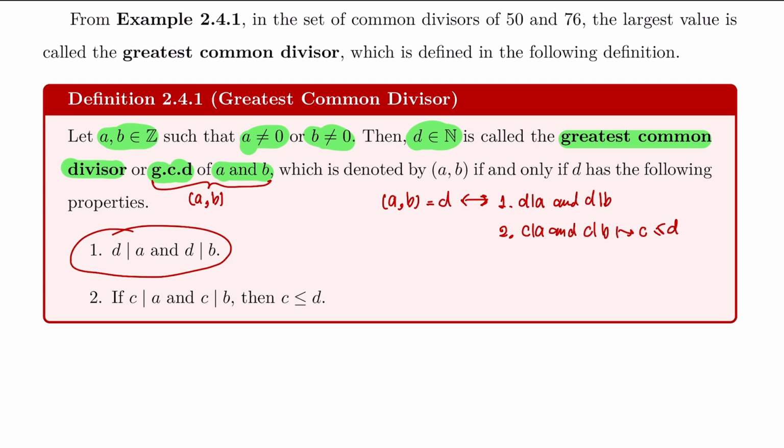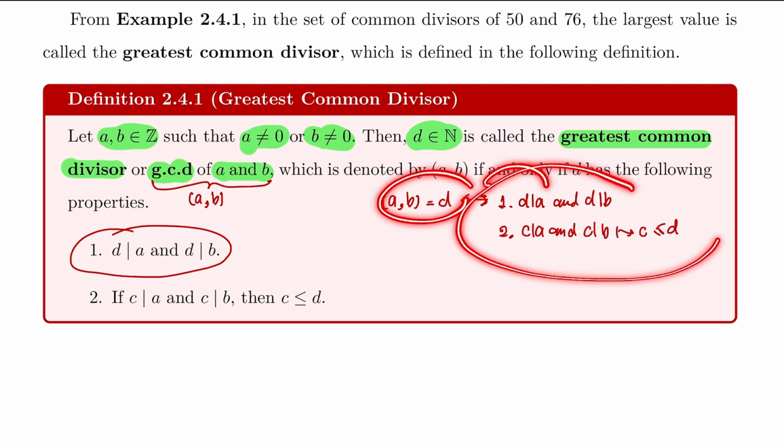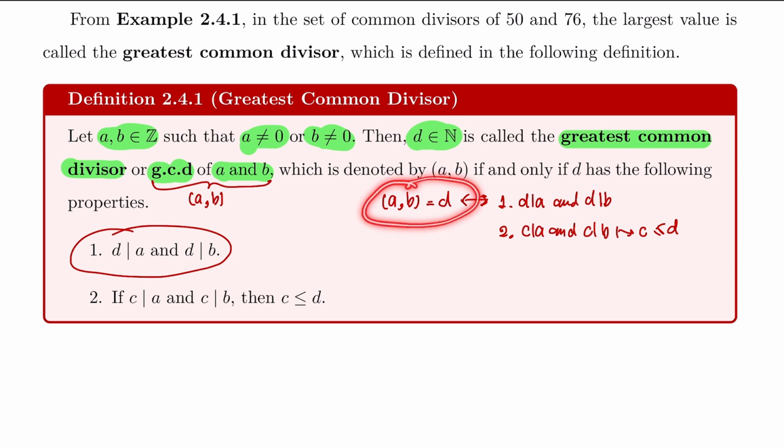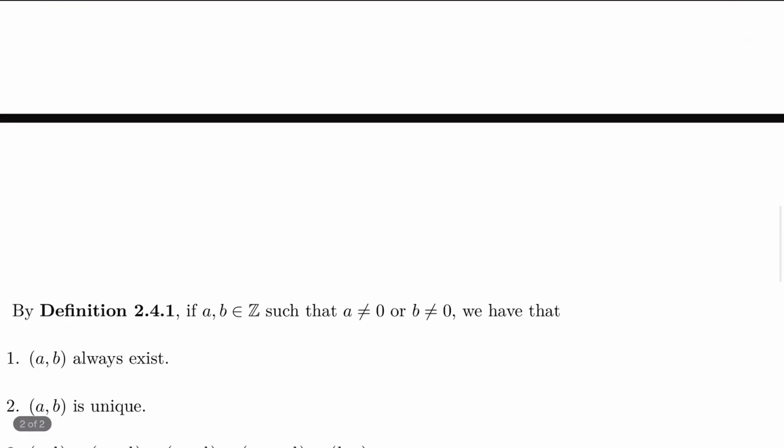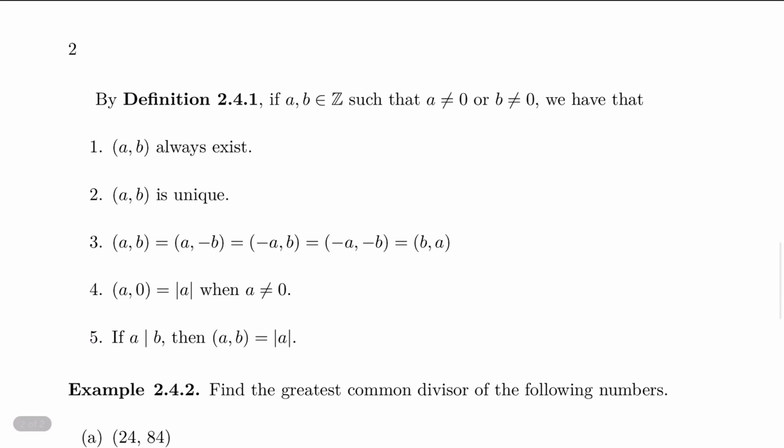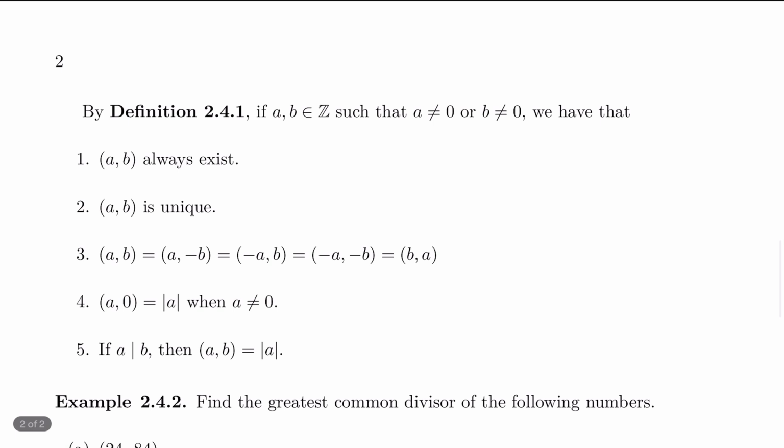Okay, so if D satisfies this condition, D is the greatest common divisor of A and B. Okay, so from this definition, we're going to have the following trivial facts. If A and B are integers such that A and B are not 0, number 1, we can always find the greatest common divisor of A and B.